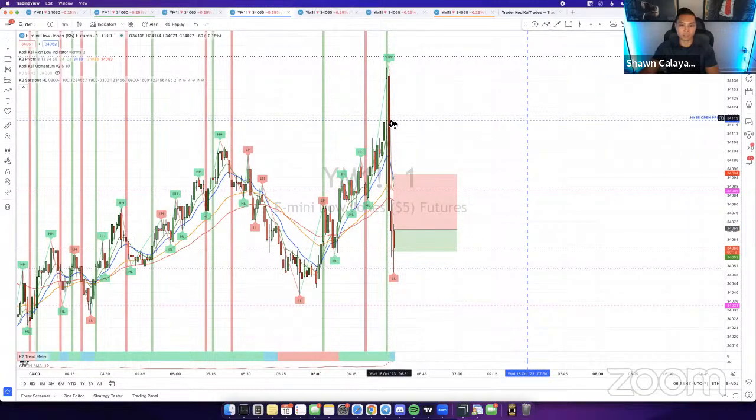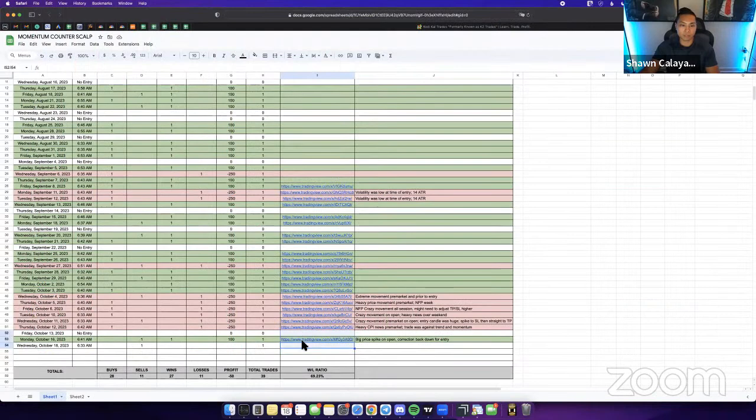You guys can see the crazy movement here, not really pre-market, but on open. And there goes an entry right there for the momentum counter scalp. I'm not even sure if these entries right here are valid.